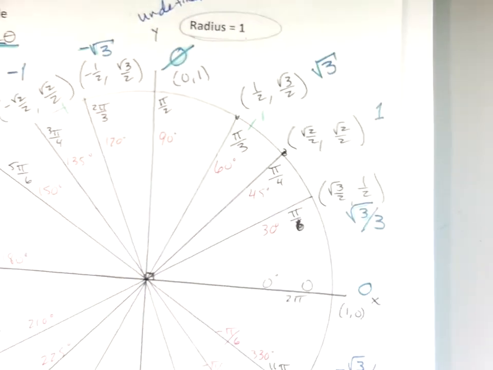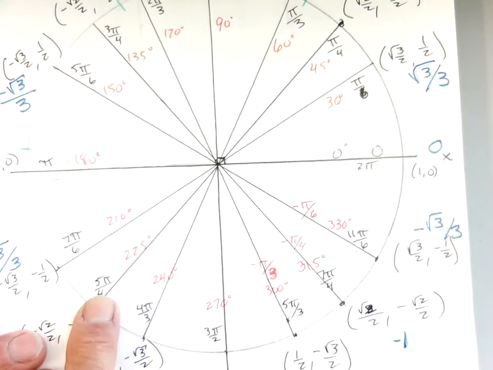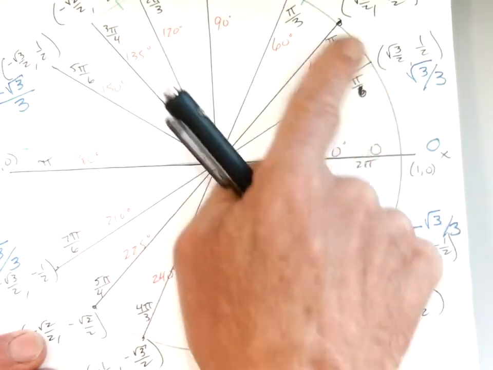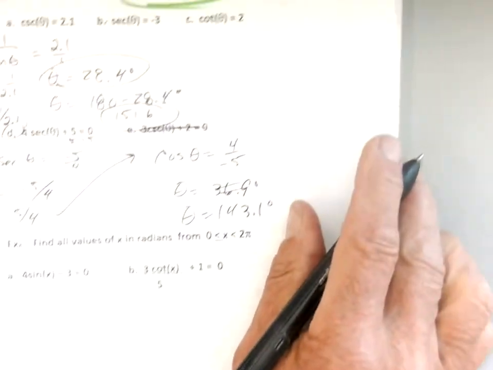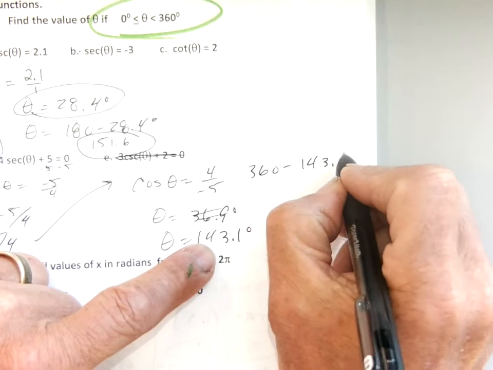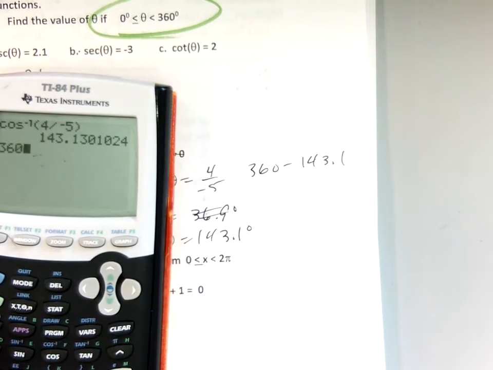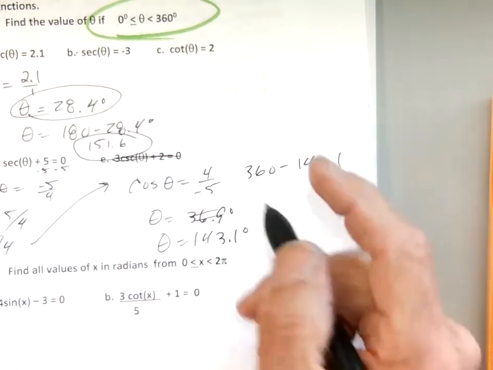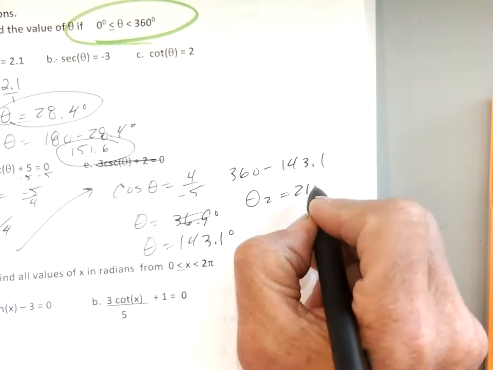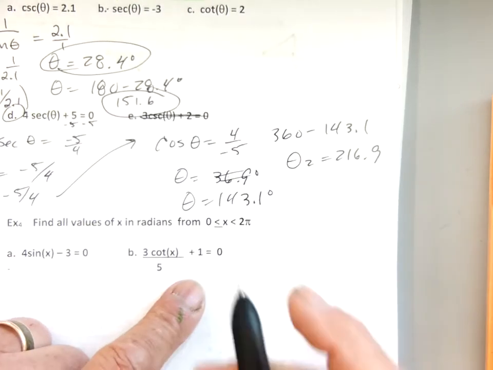So cosine of 143 degrees is over here. The other one's over here. I'm going to subtract 360 degrees to bring this all the way over here. So I'm going to go 360 minus 143.1. And I get about a 216.9. Okay. Now 4 and 5 are the same thing, except they're in terms of radians.